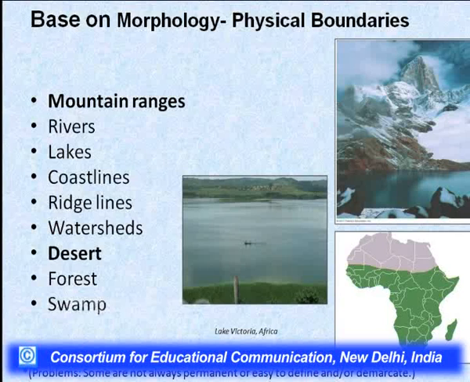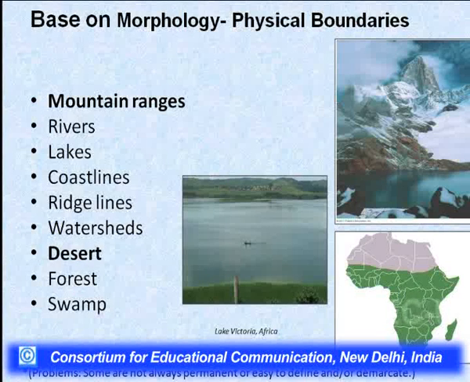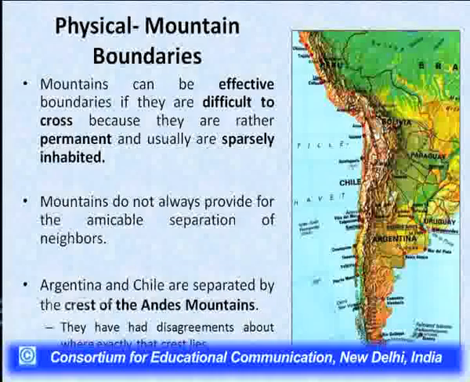Based upon the morphology, the first aspect is the physical boundaries. In physical boundaries, generally we include different physical aspects, because physical aspects are very important in boundary formation. Like we can see, one by one, the mountain ranges, rivers, lakes, and also coastline, ridge line, desert, forest, and swamps. They all form the physical boundaries between different nations. So let's see these all one by one in detail.